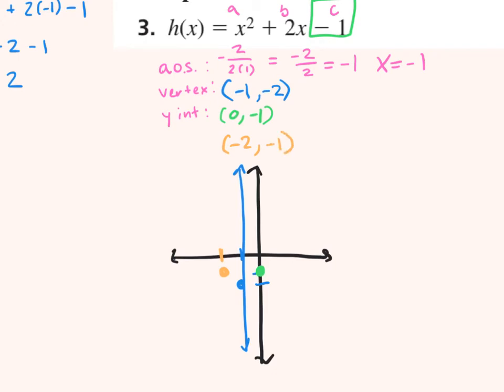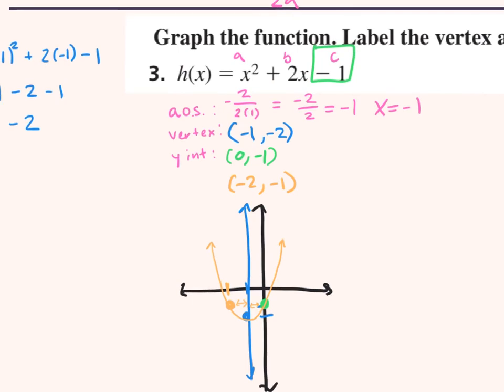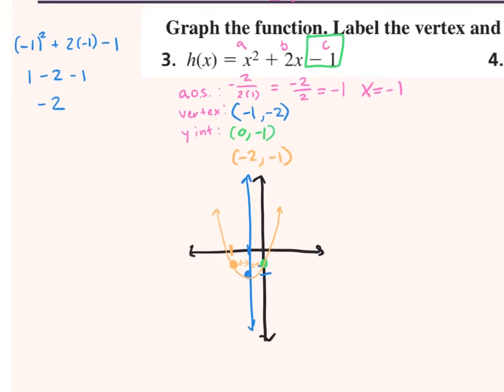So our axis of symmetry is the center of our graph. If we have a point that is one space away on the right side, we need another point one space away that is the same height on the left side. And then once we have our 3 points, we can just connect them with our parabola. Any questions here?